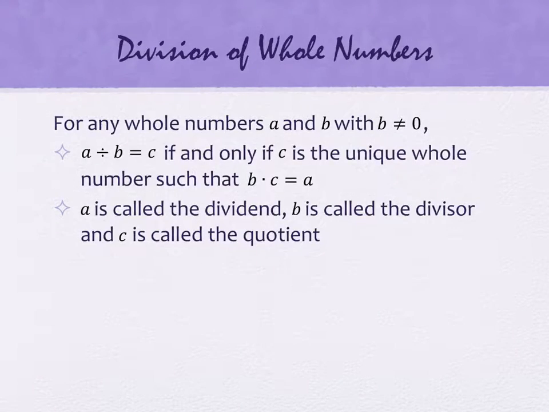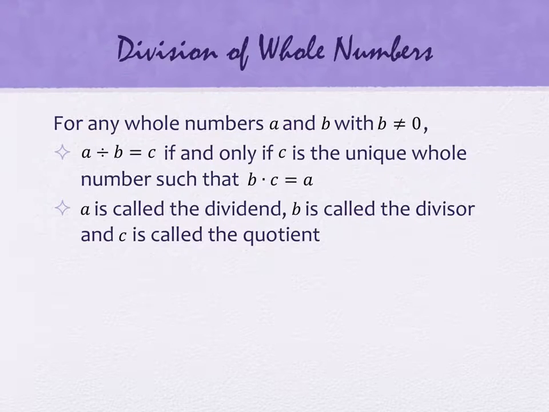All right, so to start with, the definition of division. Much like when we did subtraction, it's defined in terms of the other operation. So division of whole numbers says that for any whole numbers a and b, where b is not 0, a divided by b equals c if and only if c is the unique whole number such that b times c equals a.